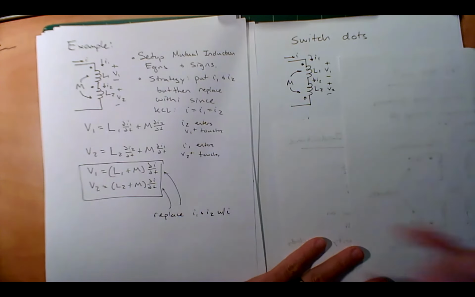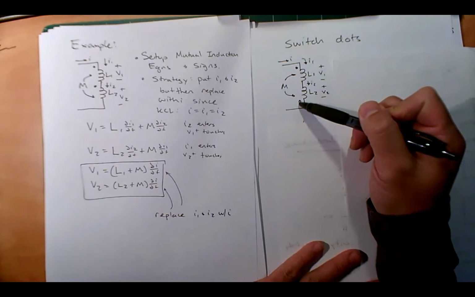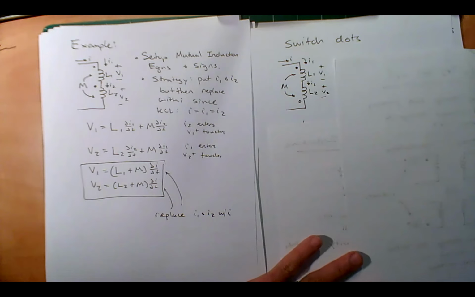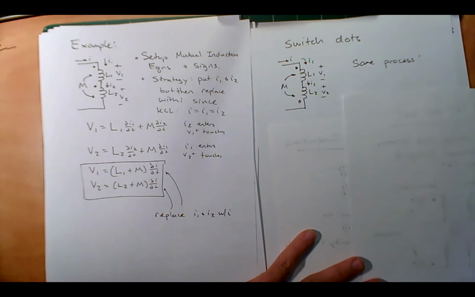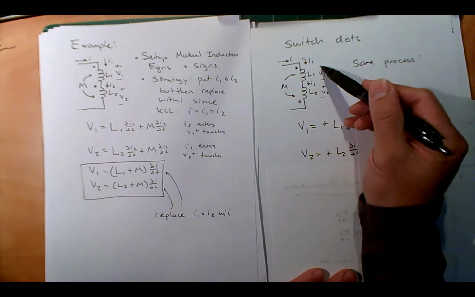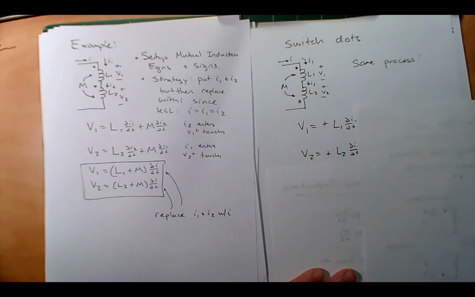Okay, what happens if you have a similar thing? You've only switched the dots, which is kind of like you've changed how you wound the coils. All right, we could do the same process as before. Okay, self-inductance looks like it's all positive again, right? Because I1's entering V1 positive, I2 is entering V2 positive, right?